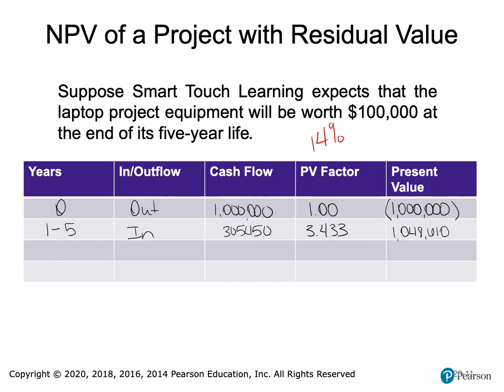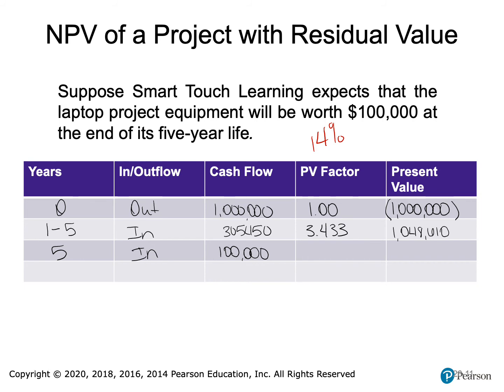So first of all, remember the residual value happens at the end. So this is going to happen in year 5. It is an inflow. It is money that I expect to receive. I expect to receive $100,000. Now, since this is happening one time and one time only, I'm going to look this up in the present value of the single sum or present value of $1 table.